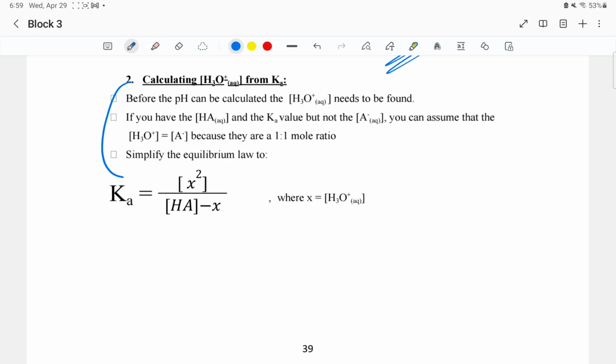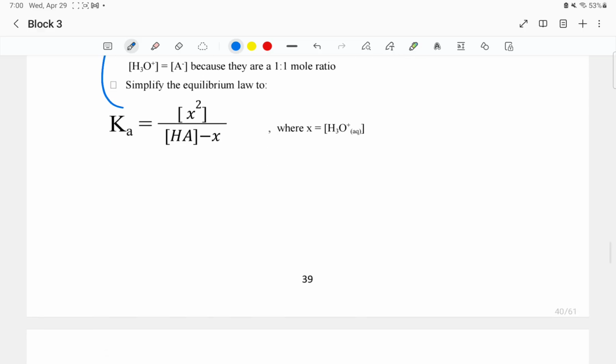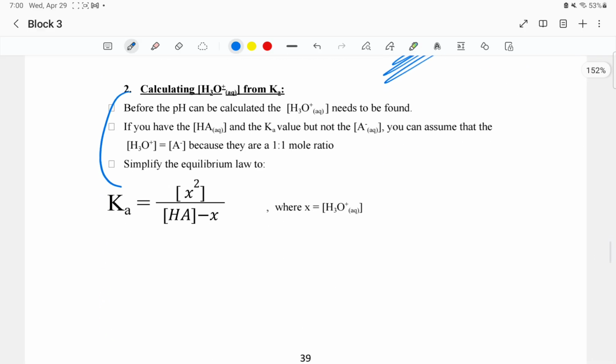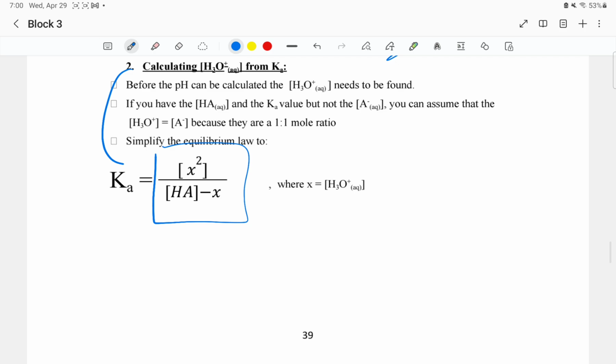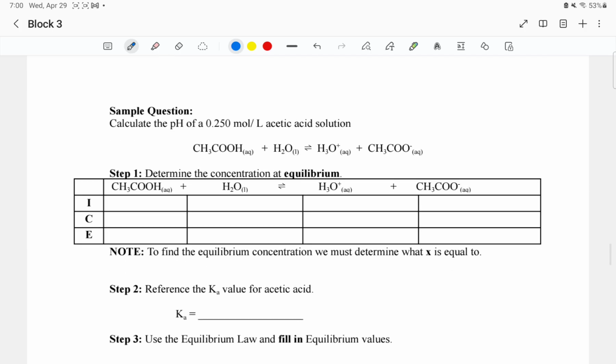If you have the initial concentration of the acid and the Ka value, but not the concentration of the A minus, which is the conjugate base, you can assume that the hydronium ion concentration is equal to the concentration of the conjugate base because they're in a 1-to-1 ratio. So again, you have the formula Ka equals x squared over HA minus x. So let's take a look at an example here.